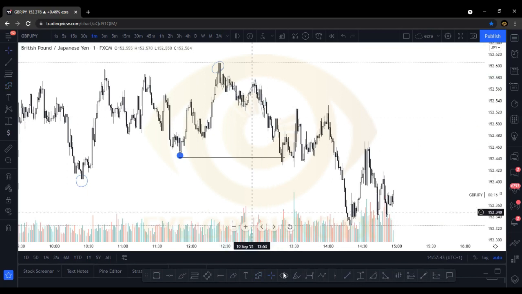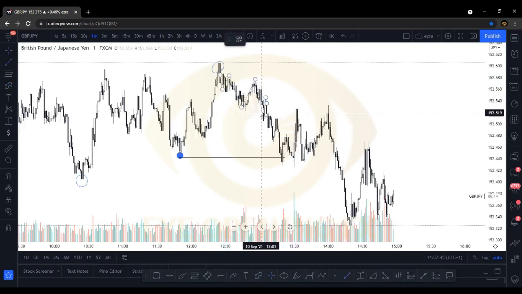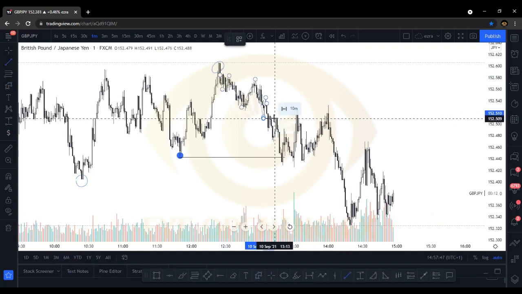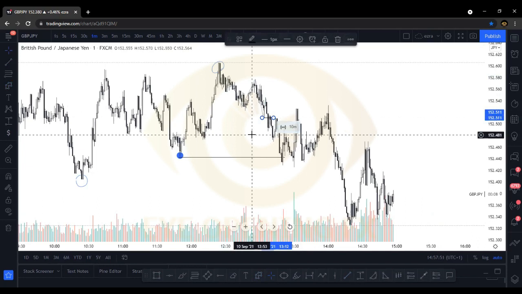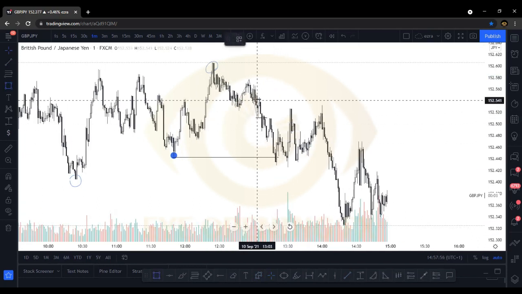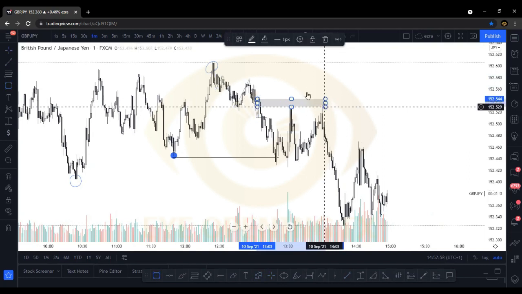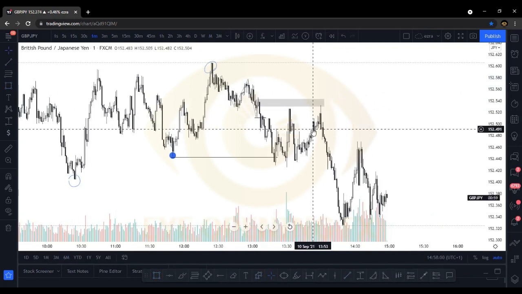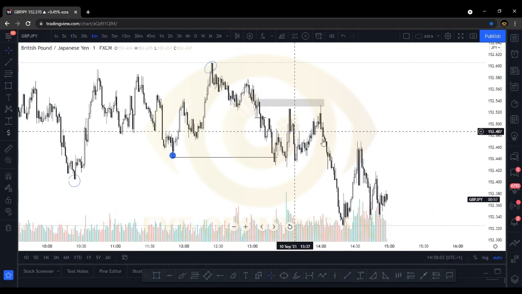Then it creates a little imbalance below this one. After breaking this one, it kind of uses support on resistance. So this is where the market stops mitigating the zone. That is why the market came to this area, boom, before giving us a sell move.